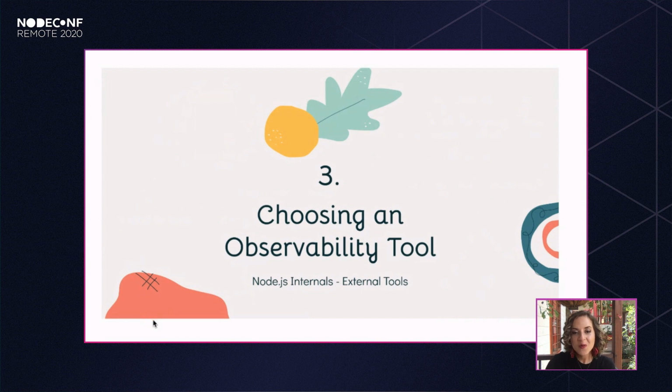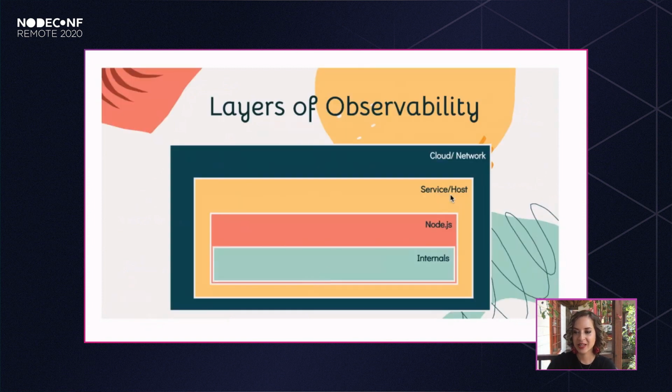First, we're going to see which observability tools can be used in Node.js internals, and then we're going to check some external tools. There are different layers of observability tools. First, we can use tools for the internal service, host, and finally the cloud network.